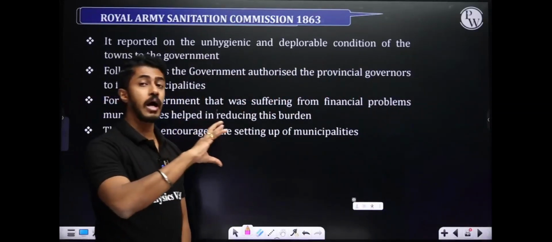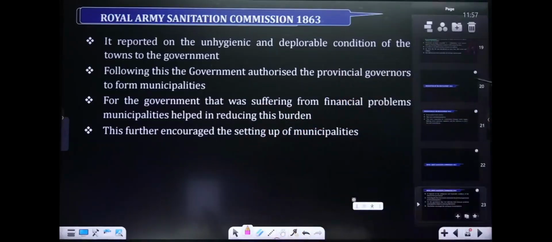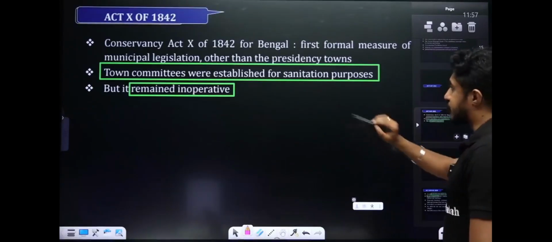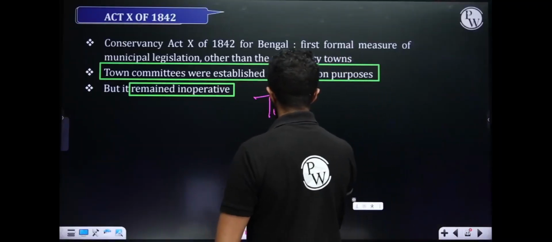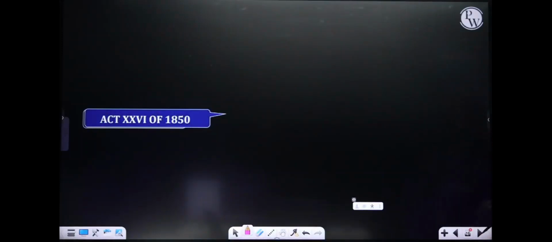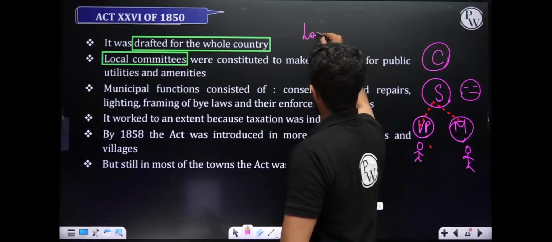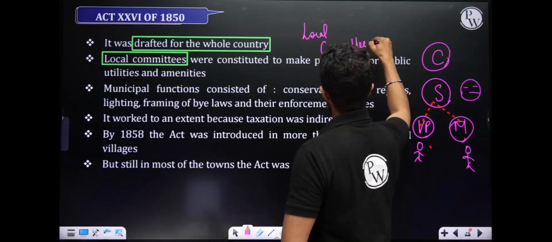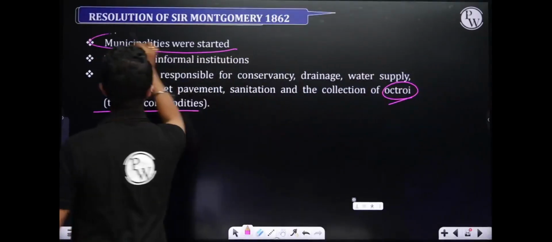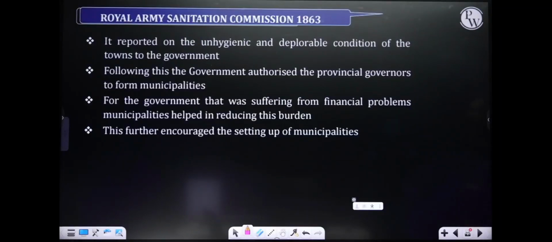In urban local government, we are seeing how the whole idea of the municipality started coming about. Okay? So we had started our discussion with Act X of 1842, which basically created what? Town committees. That was the first stage. Next stage involved Act 26 of 1850, which basically talked again about what? It was done for the whole country, with the focus being on, again, local committees. Then the Resolution of Sir Montgomery, where municipalities were started, but it was a beginning. Then Royal Army Sanitation, 1863.